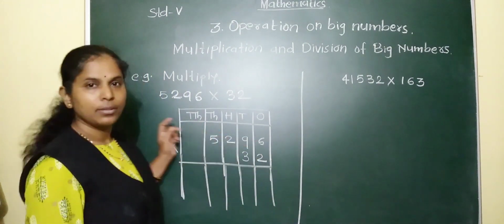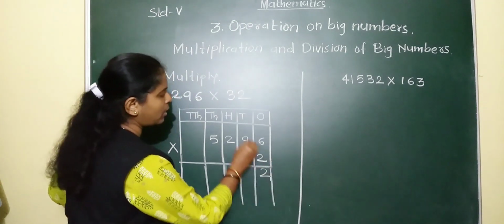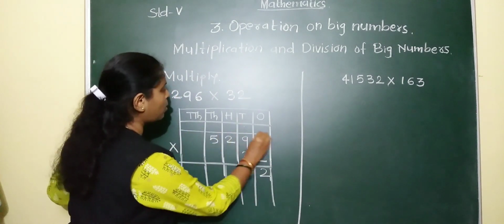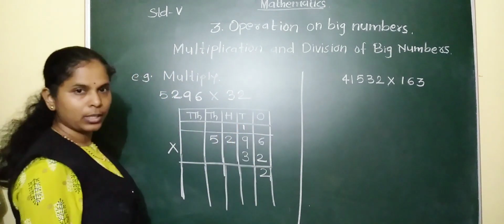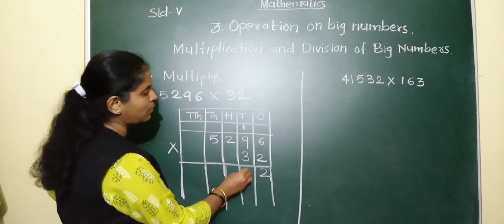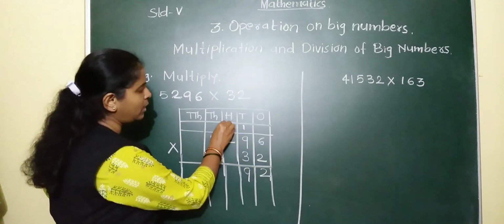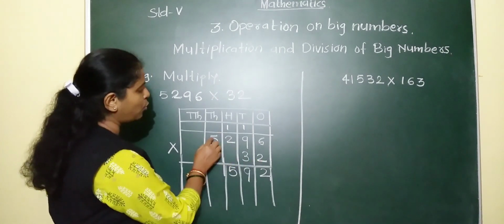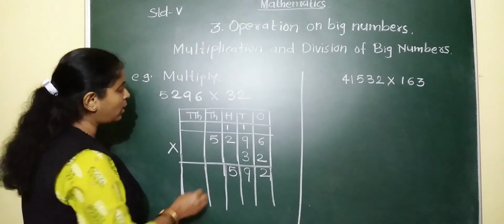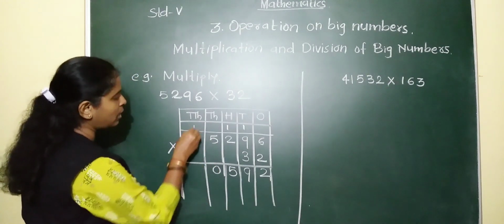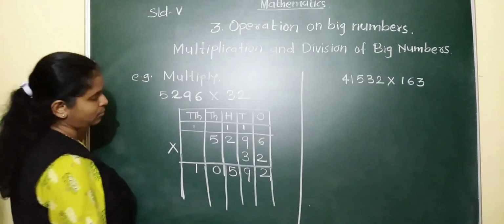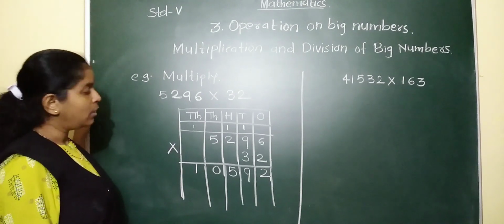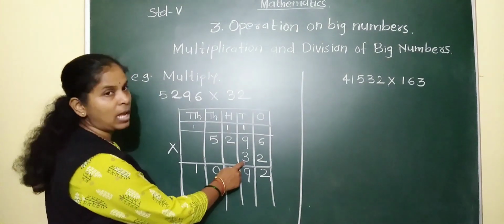2 6s are 12. Carry 1. Okay. 2 9s are 18 plus 1, 19. Carry 1. 2 2s are 4 plus 1, 5. And 2 5s are 10. Now 10, how to write? 0. Here 1 will carry and here it will be. Correct? Now we will multiply with 3.